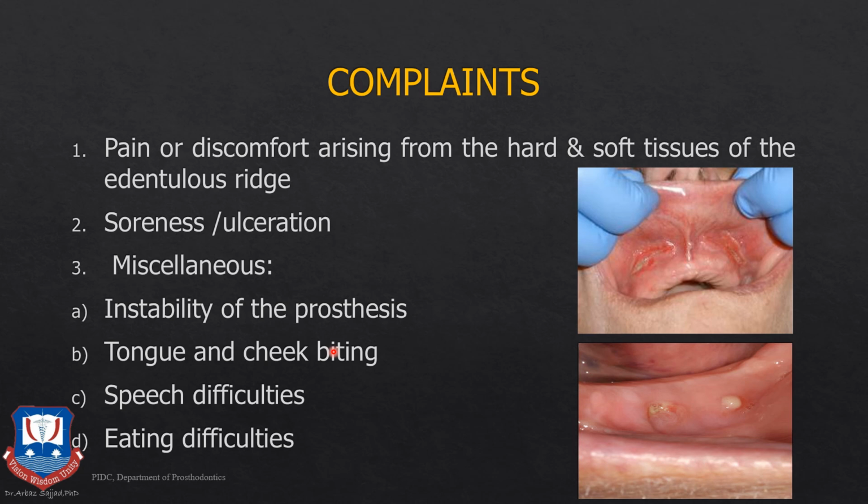Speech difficulties usually arise, especially in a Kennedy Class IV situation, if the teeth were placed too palatally or too lingually. This prevents the tongue from pronouncing certain sounds like sh, ch, and j. Also, the patient may have eating difficulties if the denture teeth are not in proper maximal intercuspation or occlusion with the opposing dentition. This may be due to occlusal prematurities, which should be adjusted in the patient's mouth using articulating paper or articulating foil, and this should take care of most of the problems.